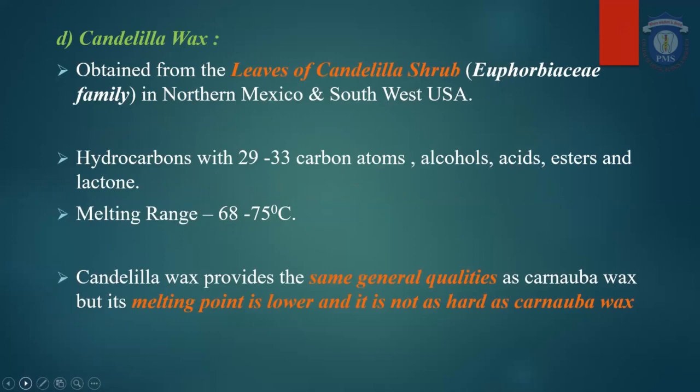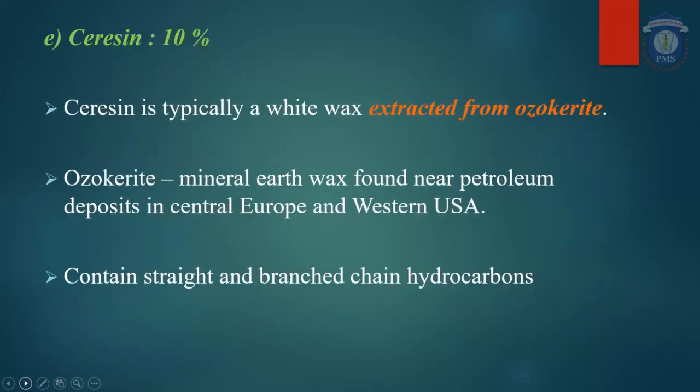Okay. And then we have the candelilla wax. It almost serves the same function, obtained from the leaves of the candelilla shrub, that belongs to the Euphorbiaceae family in northern Mexico and southwest USA. It contains hydrocarbons, 29 to 33 carbon atoms, alcohols, acids, esters, and lactone. Melting range is also very high, 68 to 75 degrees Celsius. Candelilla wax provides the same general qualities as carnauba wax, but its melting point is lower and it is not as hard as carnauba wax. So please remember the same functions but to a lesser extent.